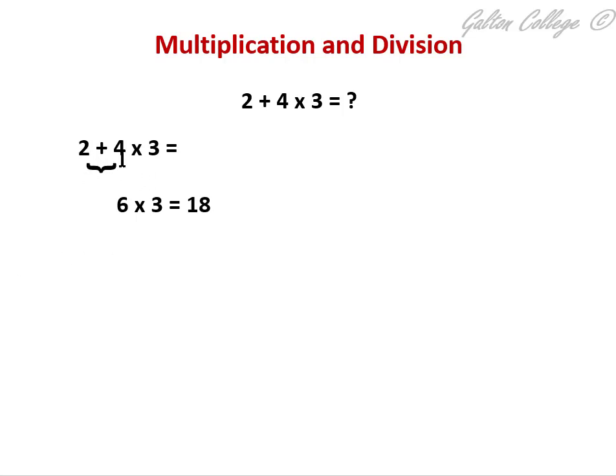There it is. If we take 2 plus 4 is 6. 6 times 3 is 18. That is wrong. So we'll mark it as wrong. Over here we have multiplication and division first. So multiplication is the x sign. So 4 times 3, and then we add 2 to that. So it's 12 plus 2, which is 14. And 14 is correct.